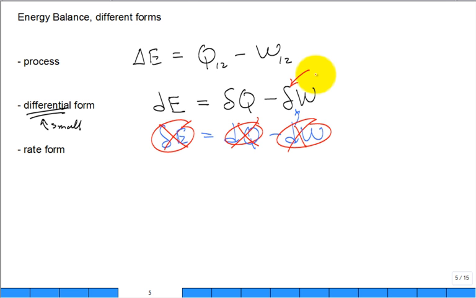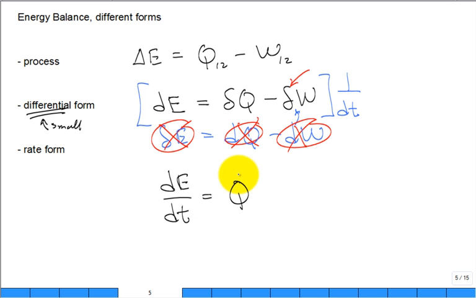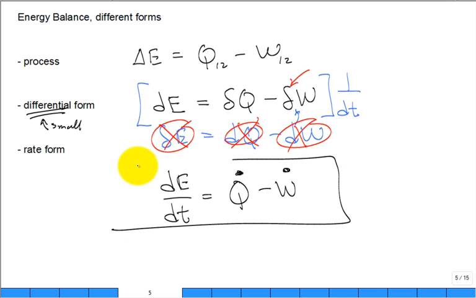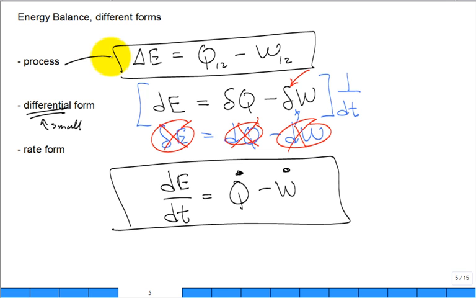How about a rate form? If I take this differential form and take every term and divide by a small change in time, what does this become? The time rate of change of the energy in the control volume is equal to the rate at which it's flowing in with heat minus the rate at which it's flowing out with work. So we have a rate form. This is just as good for a process from initial to final state, and as a function of time, a rate equation for an energy balance. Make sense?